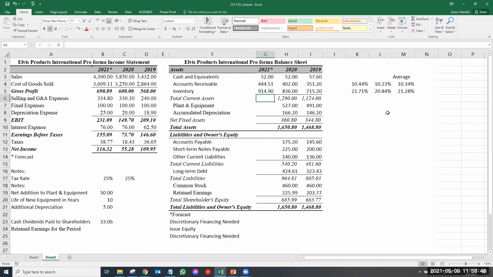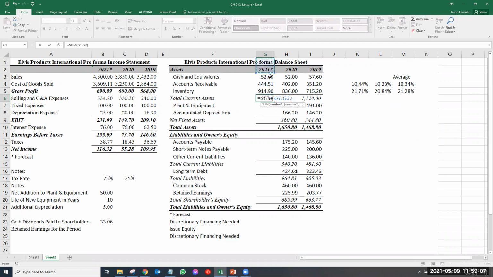Now, total current assets, no need to forecast. All we do is add these three. So I have this here where it says auto sum up here. I can just click on it. And notice that it's guessing that I want to add everything with a number above it. But we don't want the year there.